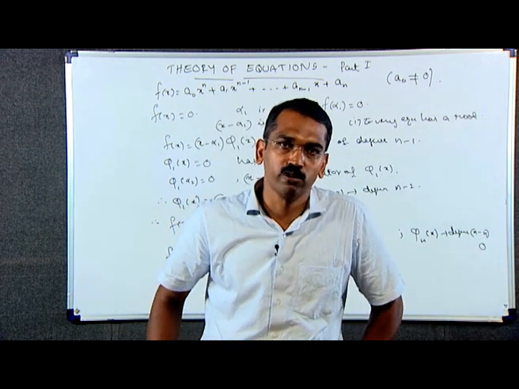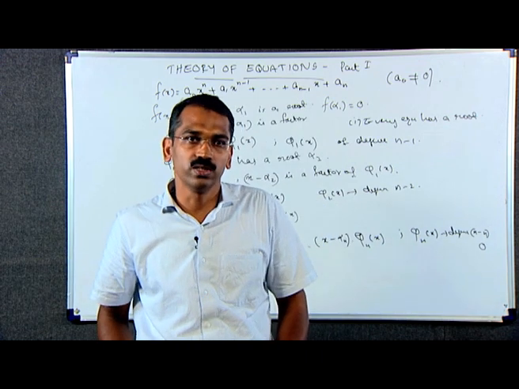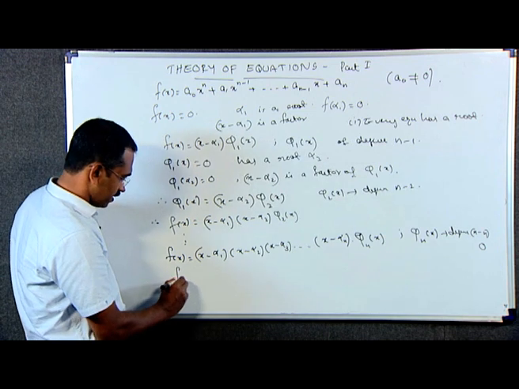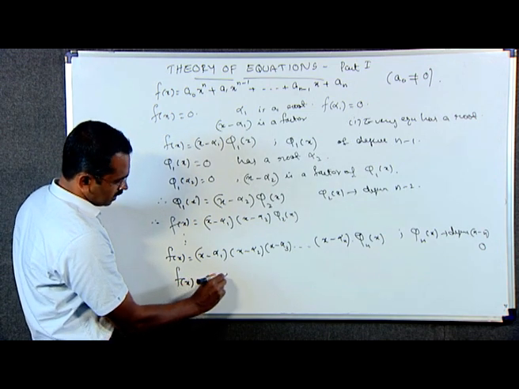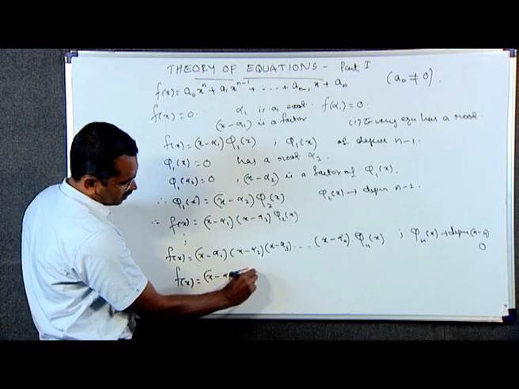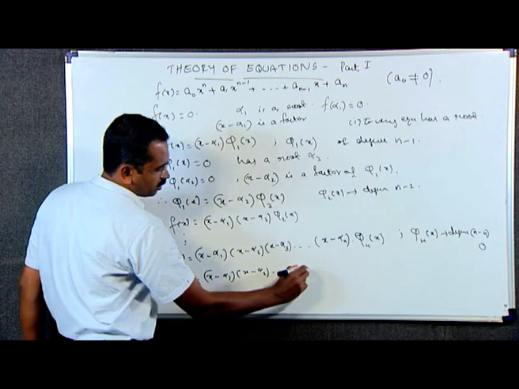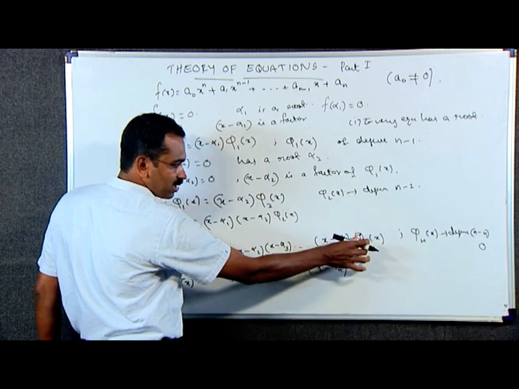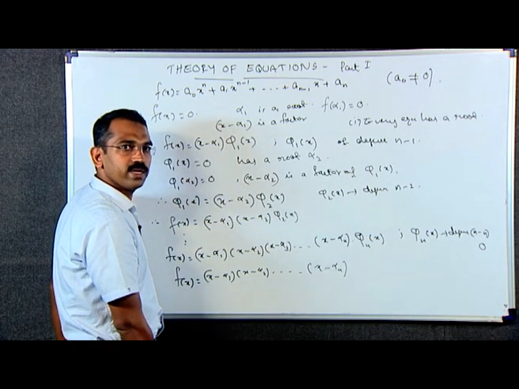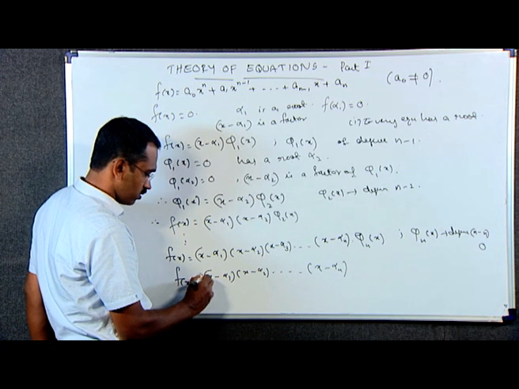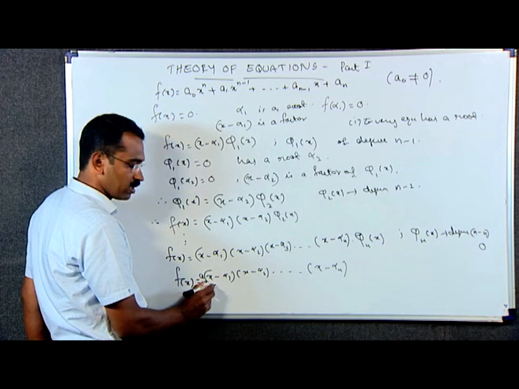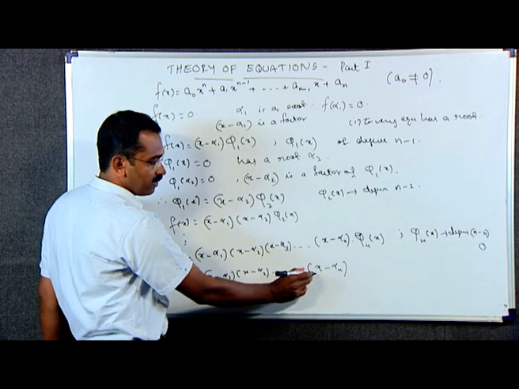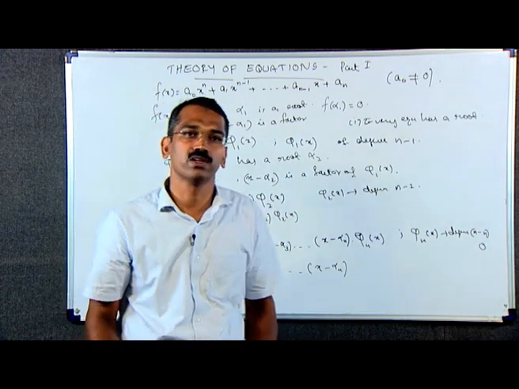That is, phi n of x is a constant only. Therefore, we can write f of x as (x minus alpha 1) into (x minus alpha 2) etc. into (x minus alpha n) into phi n of x, which is a constant. We denote that constant by a naught. Therefore, f of x is equal to a naught into (x minus alpha 1) into (x minus alpha 2) etc. into (x minus alpha n).